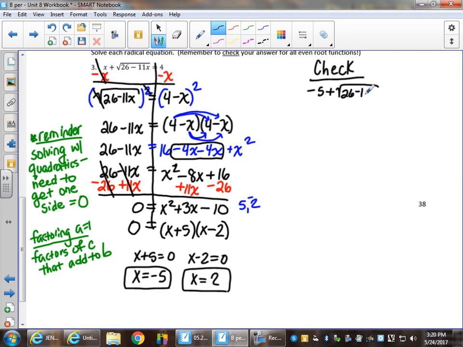So it's the square root of 26 minus 11 times -5 equals 4. This right side will stay 4 the entire time. The goal is to simplify the left side, and hopefully it'll come out to be 4. So let's see. We have -5 plus, underneath the radical, we have 26, -11 times -5 is a positive 55. Still working under the radical, 26 plus 55 is 81.